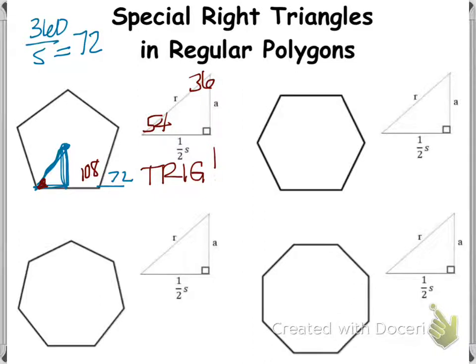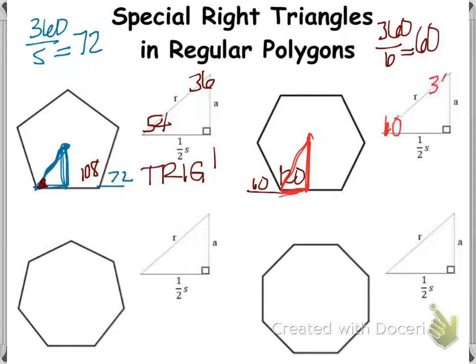Then we come over to a hexagon. What I'm going to do is 360 divided by 6, so I can get every exterior angle. And so if the exterior angle is 60, then the interior would be 120. And so when I draw in my triangle here on the inside, this angle would be 60, this would be 30, and 90. And this will help us find our apothem and radius and sides later.